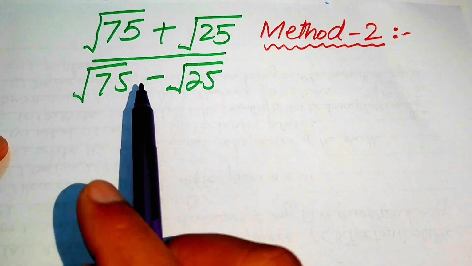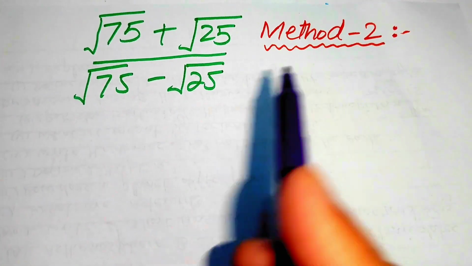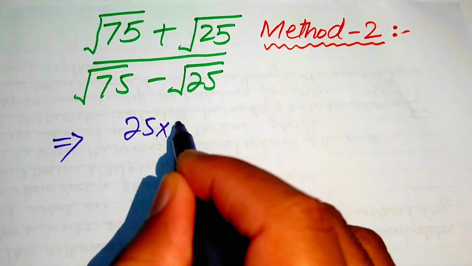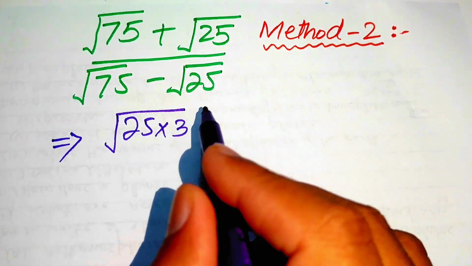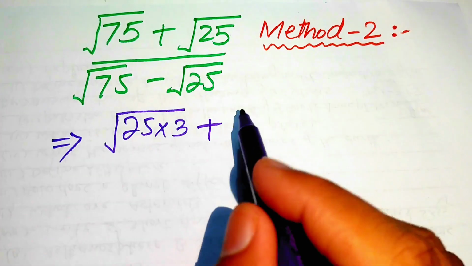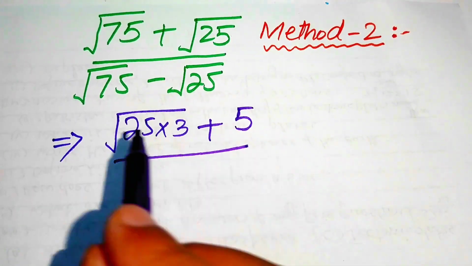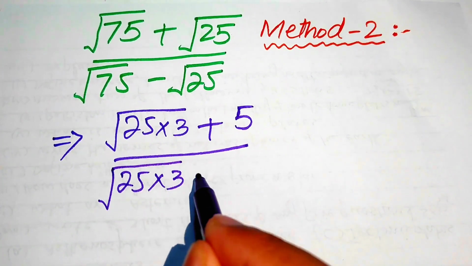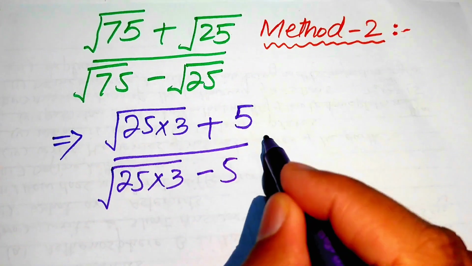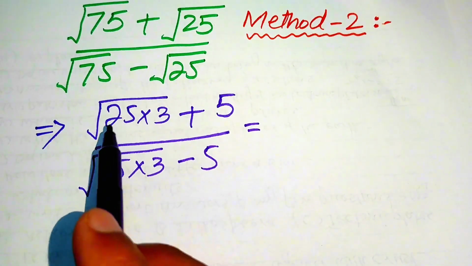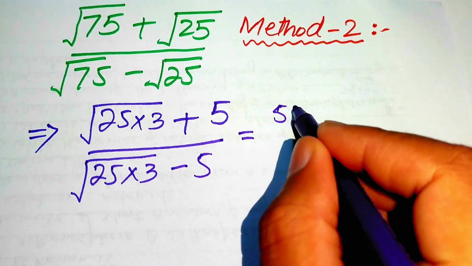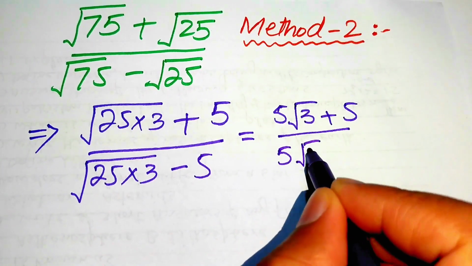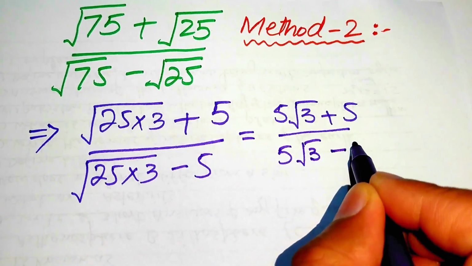So now first we copy down the given question statement, and we start our method 2. In method 2, first we simplify the terms, and we write the 75 as 25 times 3 and its whole square root, plus we know that the square root of 25 becomes 5, and this whole divided by, again we have 75, and we write it as 25 times 3 and its whole square root, minus the square root of 25 is 5, and this will be equal to so here we have square root of 25, so it will be written as 5 times square root of 3 plus 5 divided by 5 times square root of 3 minus 5.